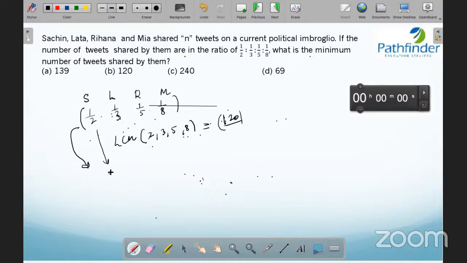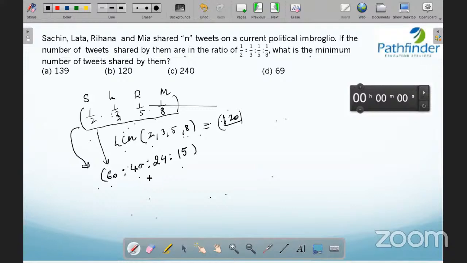So if I multiply 1 by 2 into 120, I'll get 60. If I multiply 1 by 3 by 120, I'll get 40. If I multiply 1 by 5 by 120, I'll get 24. And similarly, if I multiply 1 by 8, I'll get 15. So number of tweets are actually in the ratio of 60 as to 40 as to 24 as to 15. Whenever such a ratio in fractions is given to you, learn and remember to convert them into a proper ratio. And now the minimum number of tweets is nothing but the sum of all of them.